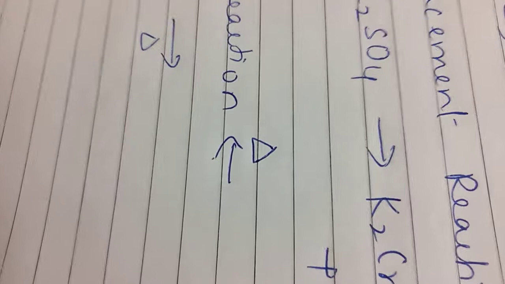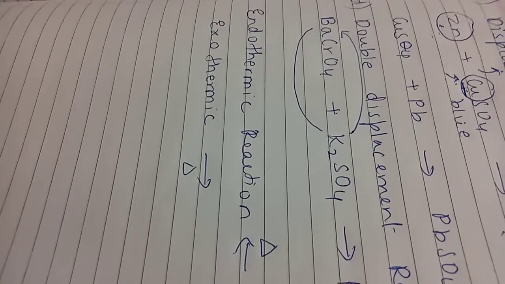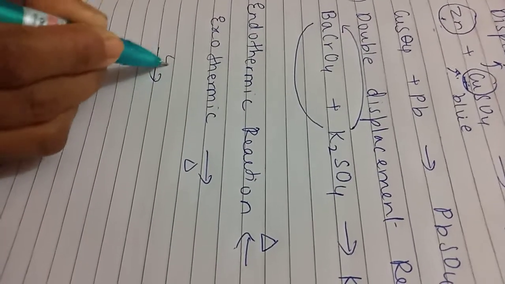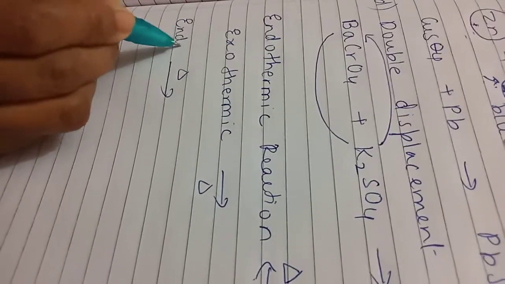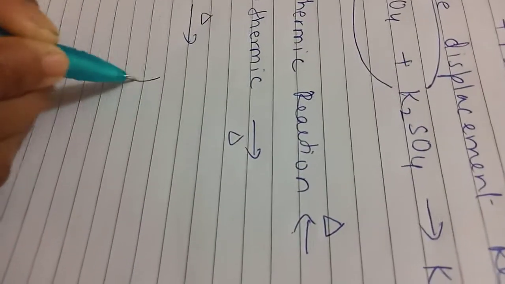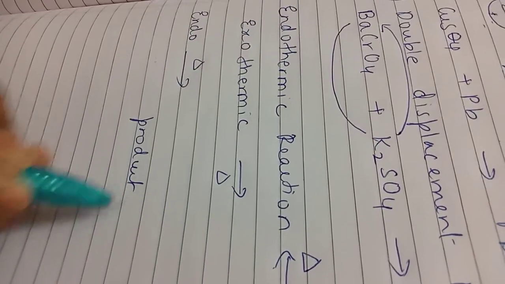म्हणजे generally that arrow is shown in the product side, and in endothermic reaction the triangle is shown over the arrow. हे endothermic students. आणि एक्झोला प्रोडक्ट्सच्या साईड नंतर येतं.